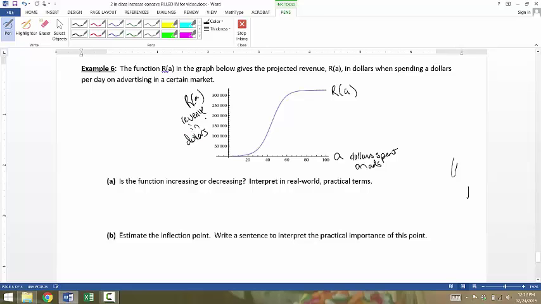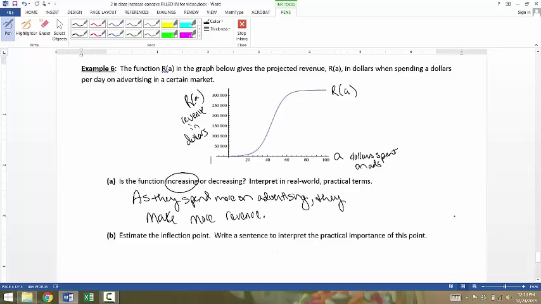All right, first it's just asking, is this function increasing or decreasing? To interpret the meaning, I see that as we travel from left to right, the graph goes up, so the graph is increasing. In real world terms, it's saying as the advertising dollars spent increases, the revenue increases. So I could just say that in simple terms: as they spend more and more on advertising, they make more and more on revenue.